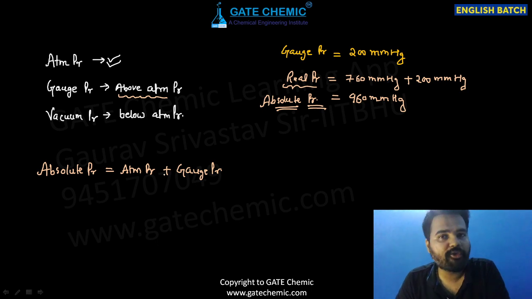And in all formulas, beta, please pay attention, my dear students. In all formulas, if you are going to put the value of capital P, the pressure value, that pressure value will not be gauge pressure, and will not be vacuum pressure. That will be real pressure, that means absolute pressure.